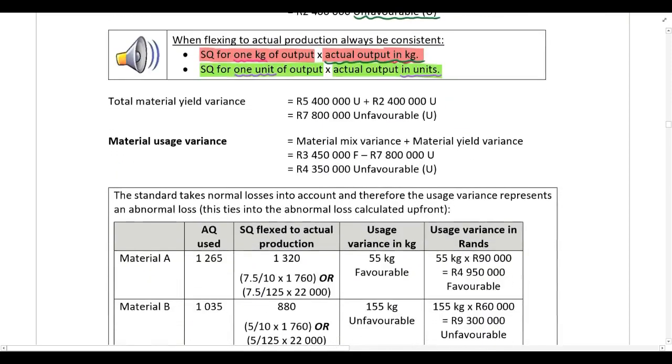All right. Then, in order to calculate the usage variance, it's the sum of your mix and yield variance. So just bring together the mix and yield variances that were calculated previously. Obviously, if the one's favorable and the other one's unfavorable, then you need to deduct and calculate the difference. So overall, we have a total material usage variance of 4.35 million rand unfavorable.